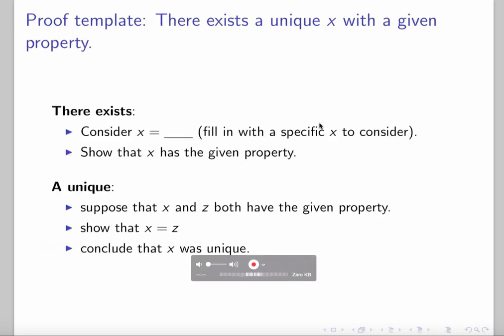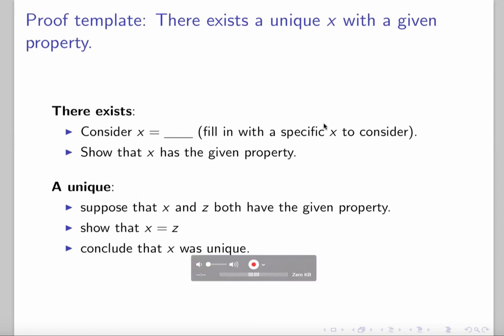So for our proof template, for there exists a unique x with a given property, first to show it exists, we give an example, right? We say consider x, and then we actually put in the blank a specific x that has the property that we're interested in. And then we show that x really does have that property. And then to show that it's unique, we suppose that x and z both have the property, and then show that x has to be equal to z, and therefore x was unique.